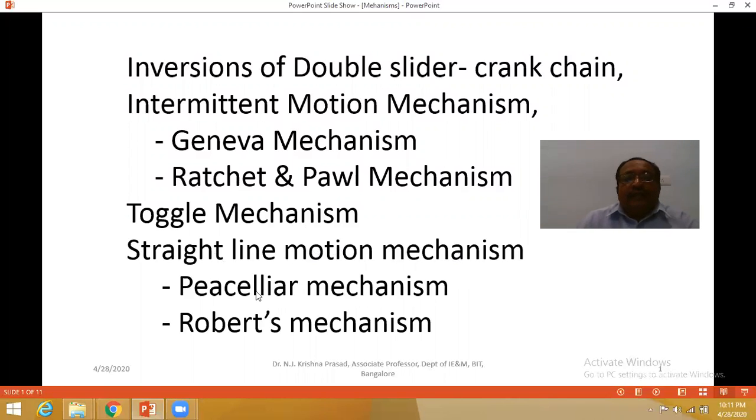One I took is the exact straight line motion mechanism. The Peaucellier mechanism is an example of an exact straight line motion mechanism. The Roberts mechanism is an example of an approximate straight line motion mechanism.